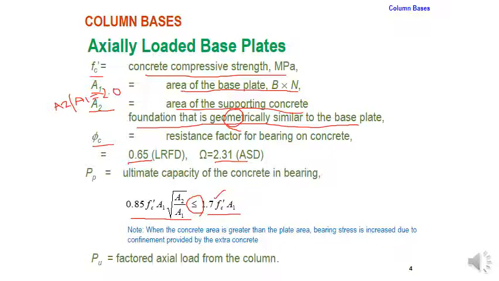When the concrete area is greater than the plate area, the bearing stress is increased due to the confinement provided by the extra concrete. That's obvious. So PU will be the factored axial load from the column.